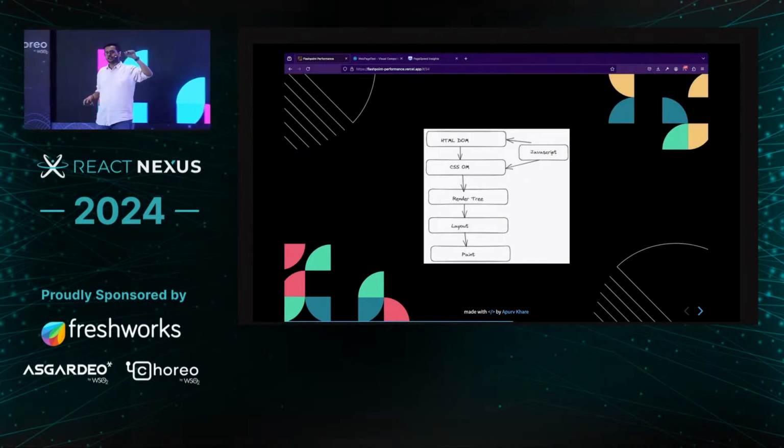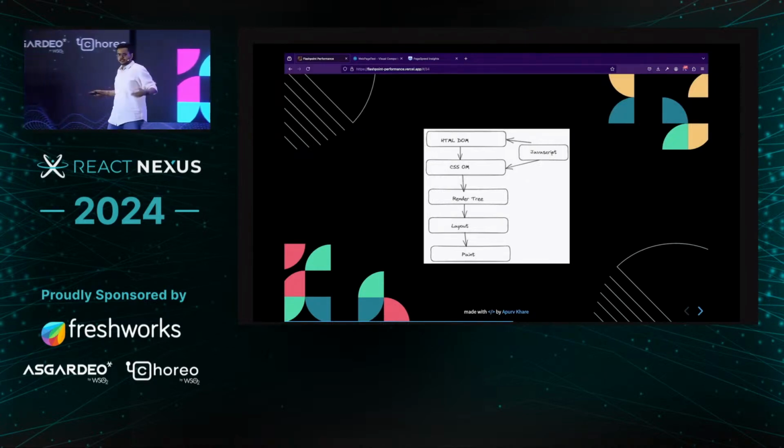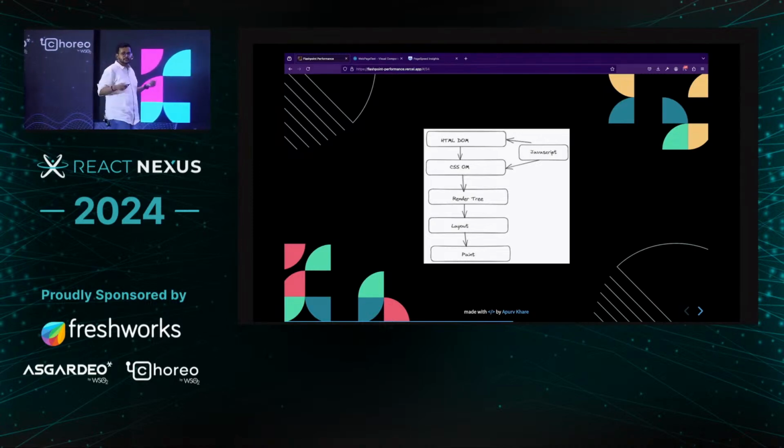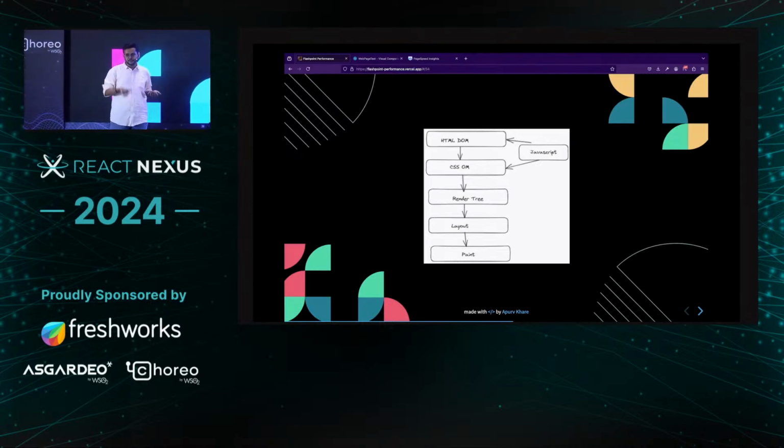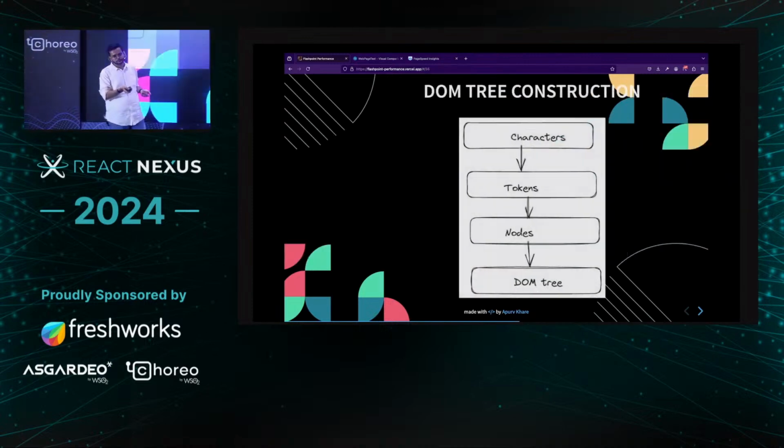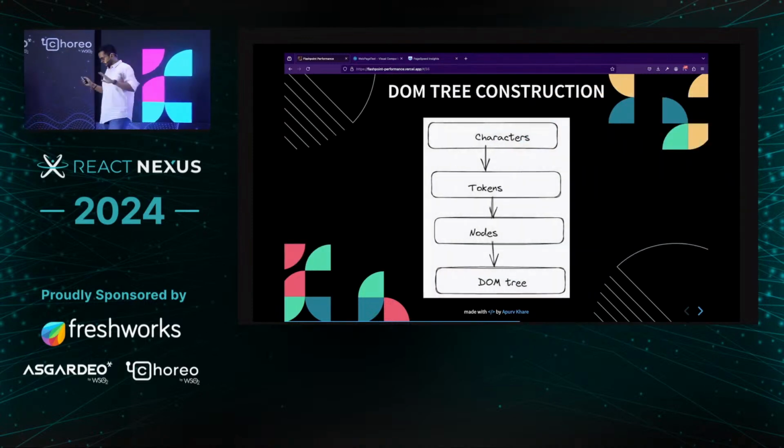Then there is render tree construction. Then there is layout, and then there is the paint phase. So let's talk about each of these. The DOM tree construction starts.